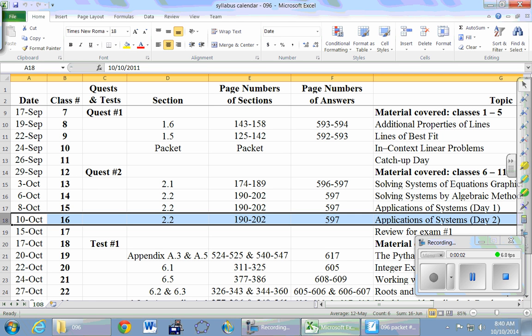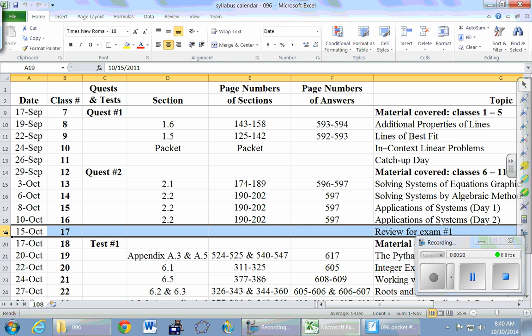Okay, so again, opening to page 70 in the packet, our quick look at the calendar shows us that this is the very last class of new material before our first test. So today we finish up with applications of systems of linear equations. So we'll do some more word problems today, just like last time. Then our very next class is our review day for the first test.